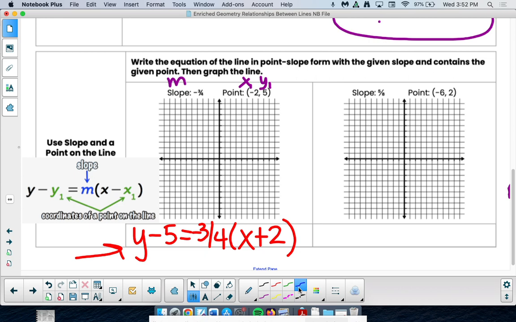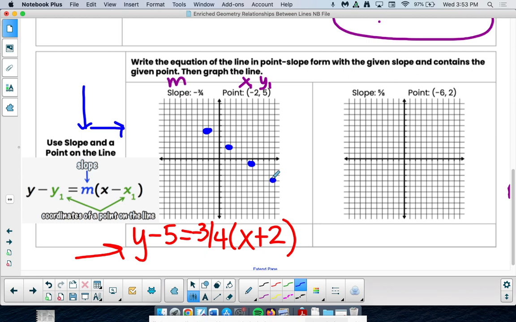So we're going to graph the point -2, 5, somewhere right there-ish. Then we're going to count our slope -3/4. I'm going to go down 3 boxes, and then over right 4. Down 1, 2, 3, over 1, 2, 3, 4. Put a dot. And do it again. Down 3, over 4. And another one. Down 3, over 4.